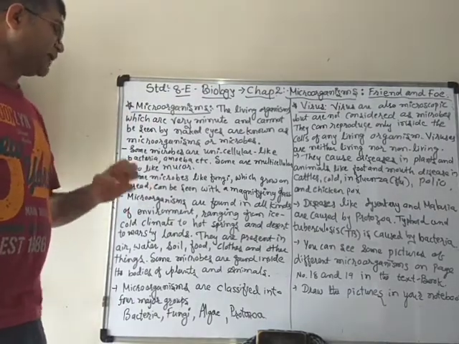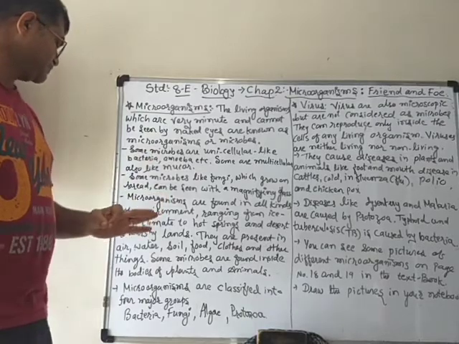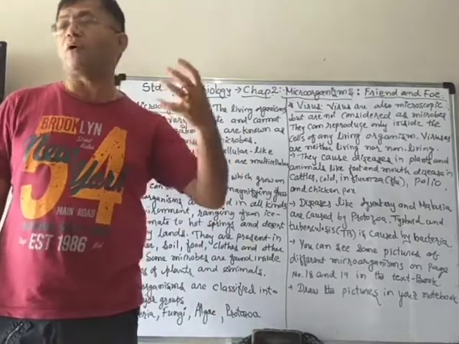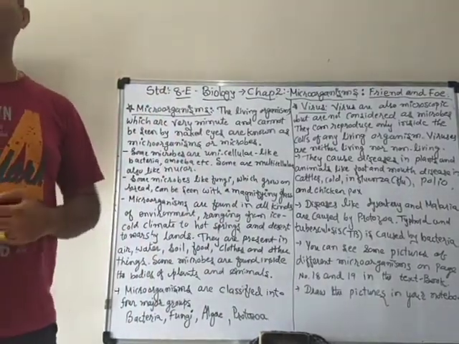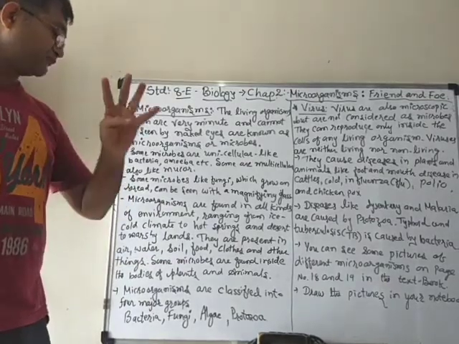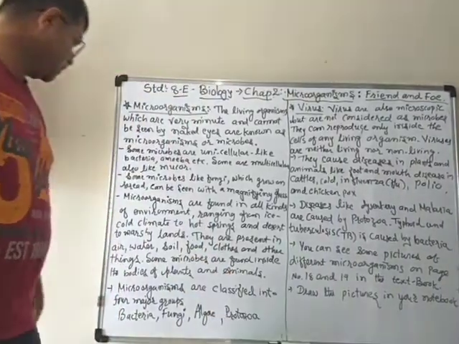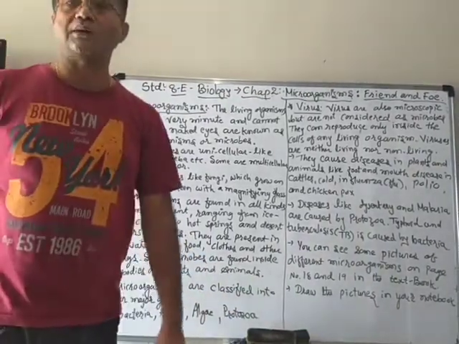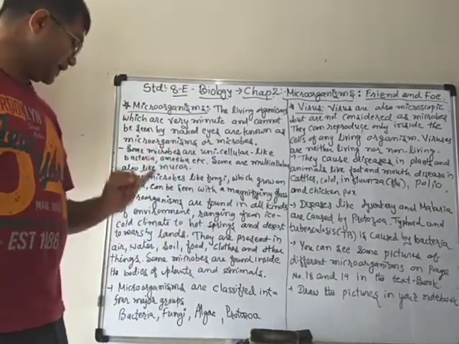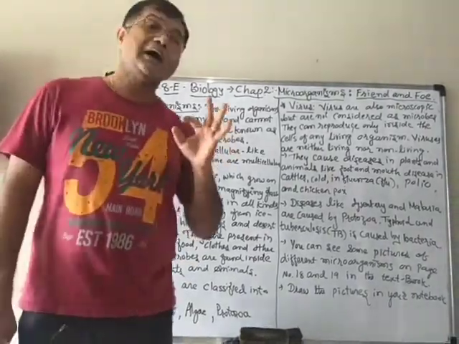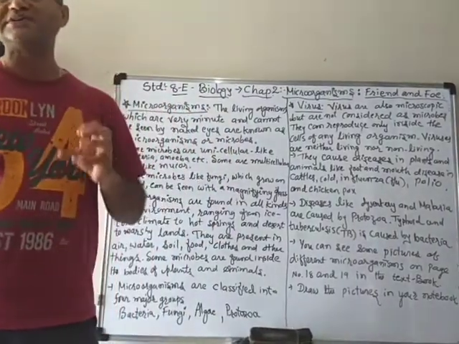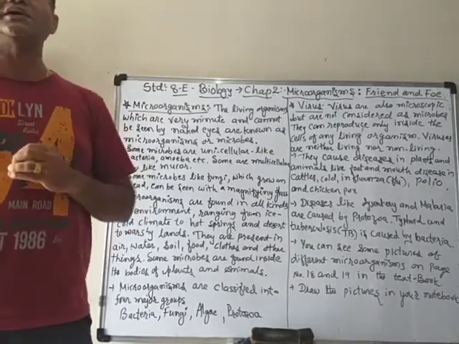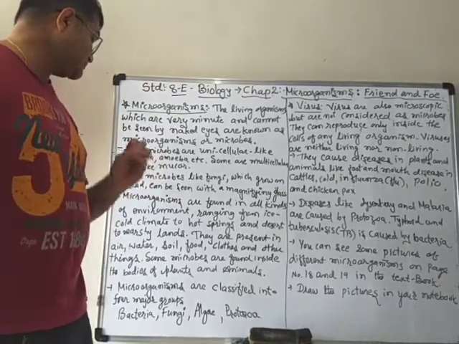Now these microorganisms are classified into 4 major groups. They are classified according to their body design, in 4 categories. And these 4 major groups are bacteria, fungi, algae and protozoa. These are the main 4 groups in which the microorganisms or microbes are classified.